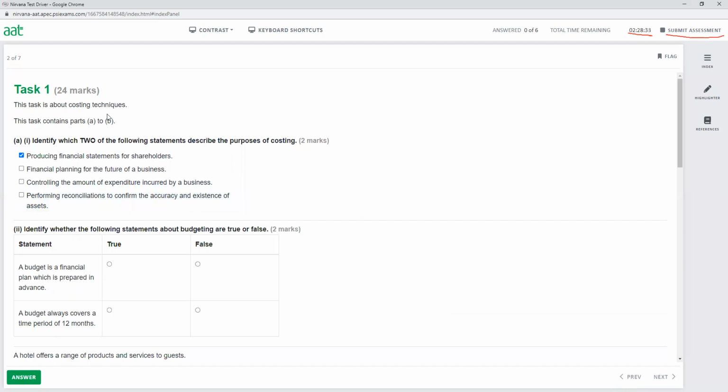This task is about costing techniques. This task contains parts A to B. Identify which two of the following statements describe the purpose of costing. Now, what is the purpose of costing? Remember that the purpose of costing is mainly to make a plan for the future.